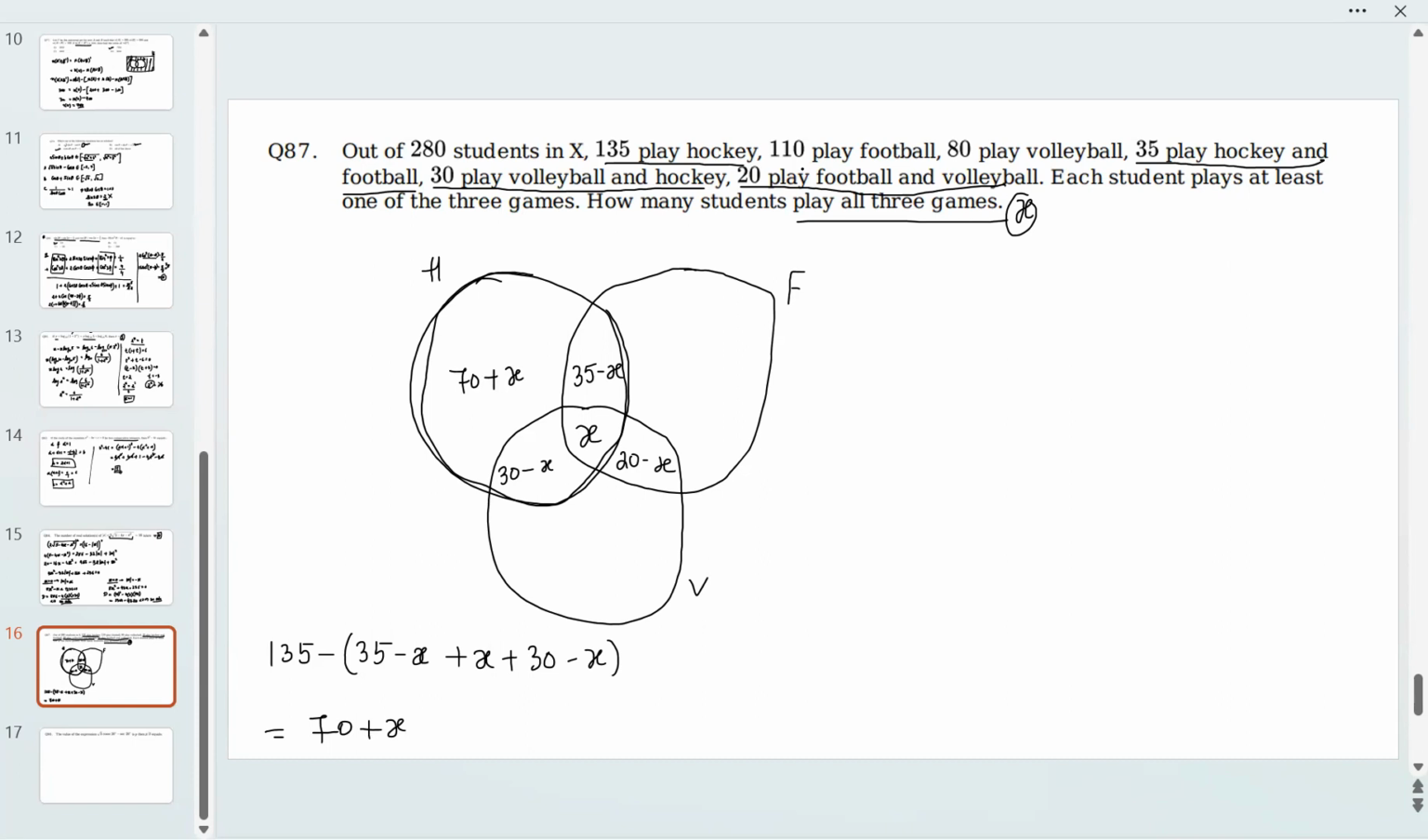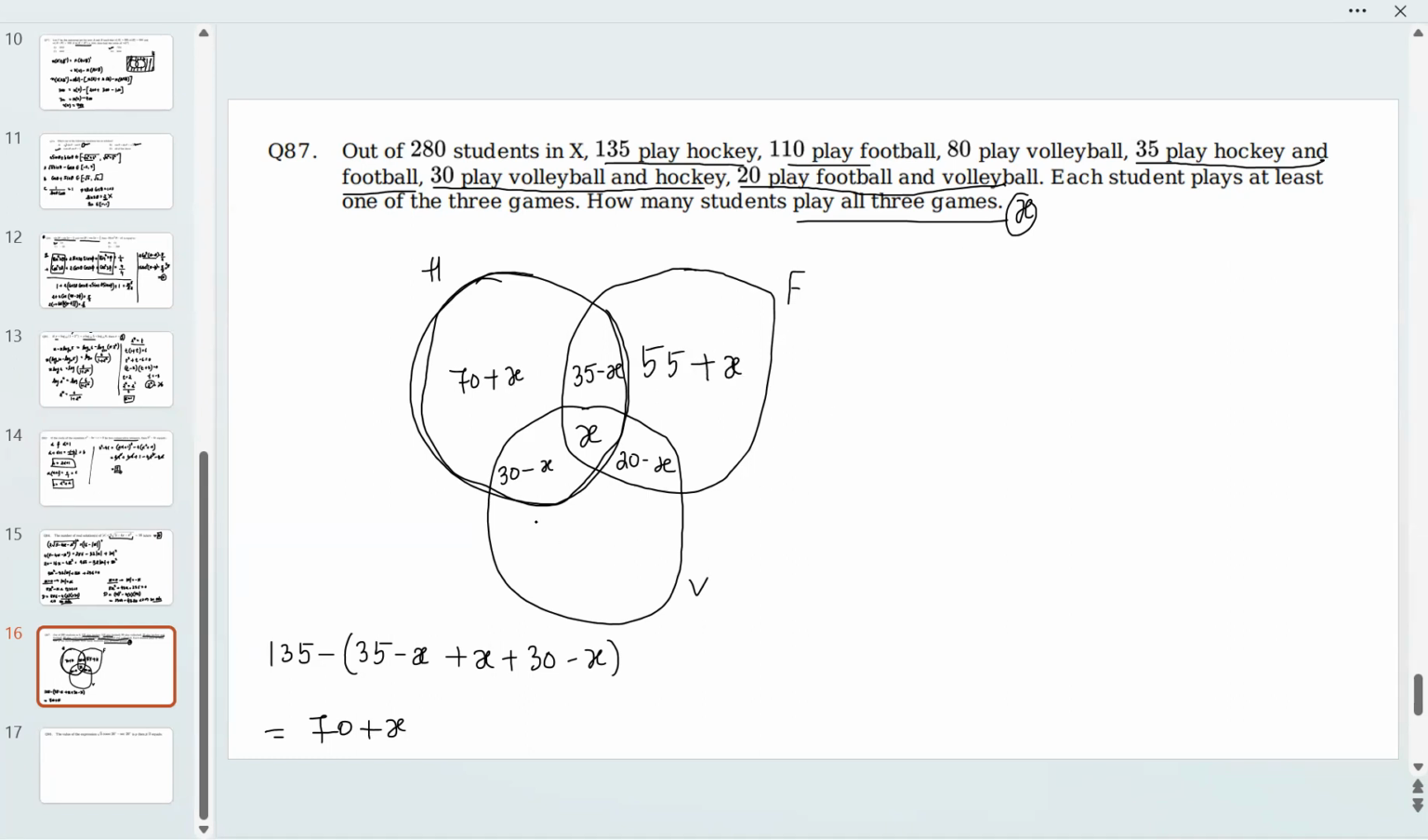Now, the same we can do with football, 110. This total is 110, so we have to subtract this. So 35, from 110 we have to subtract these three. First add the three, then subtract them together. 35 plus 20, 55. 110 minus 55. So this will be 55 plus x.